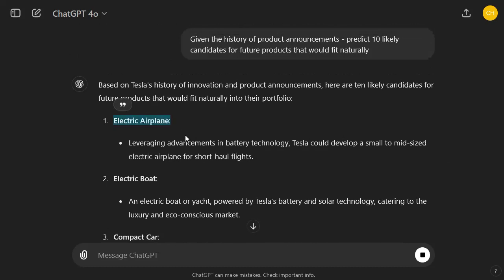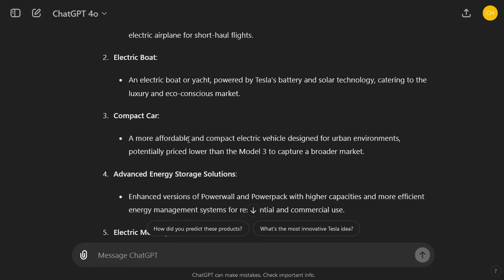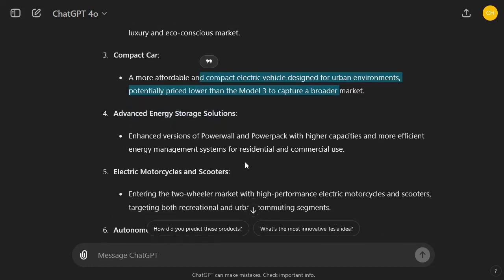Electric airplane makes a lot of sense. Yeah, it leverages advancement in battery technology. They could develop a small to mid-sized electric airplane for short-haul flights. Electric boat, an electric boat or yacht powered by Tesla's battery and solar technology. Yeah, I mean, this would definitely make sense. A compact car, yeah, I think we will see this for sure. All of those products make a lot of sense. Advanced energy storage solutions.